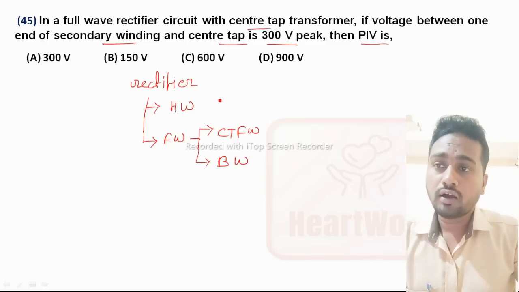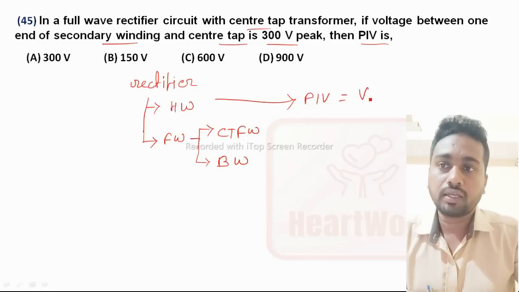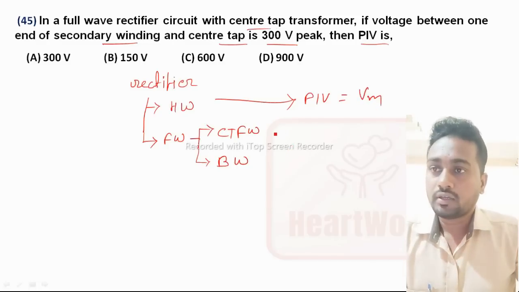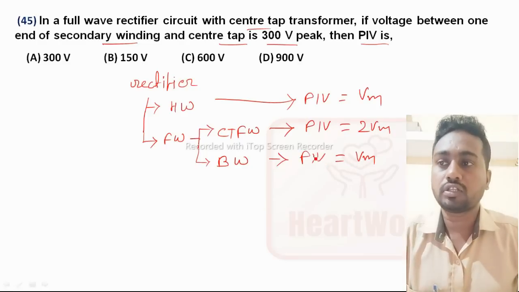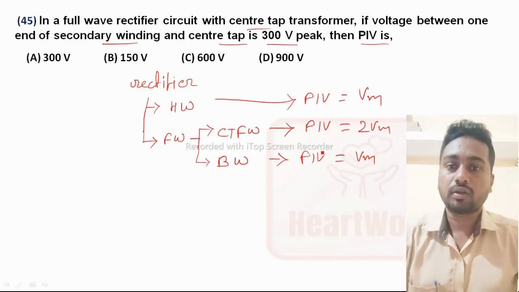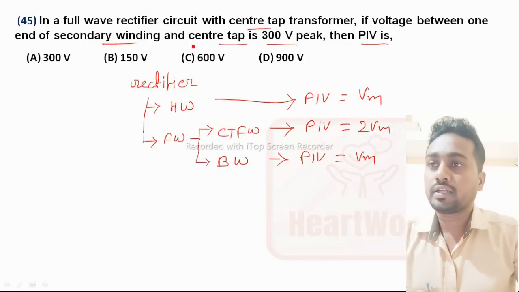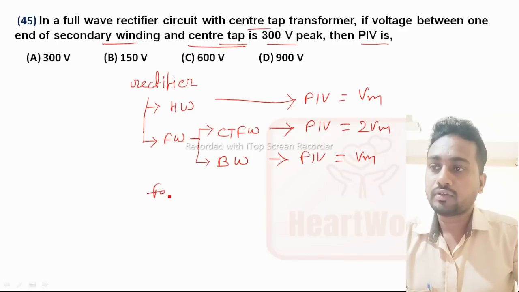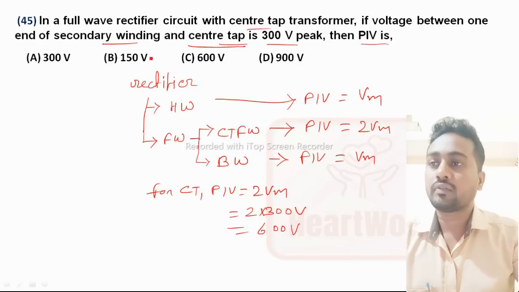Okay, so PIV, peak inverse voltage, for a half wave rectifier is Vm, the maximum voltage. For a center tap full wave rectifier PIV is 2 Vm, and for a bridge rectifier it is Vm. You have to remember the PIV for all types of rectifier, because any question can come, so note down all these things. Here we have a center tap rectifier, so PIV is 2 Vm. The maximum voltage given is 300 volt, so 2 into 300 volt equals 600 volt. So the answer is C. Option C is the right answer.